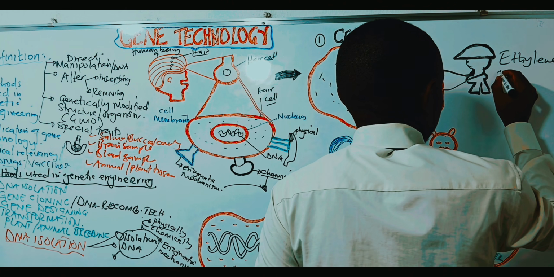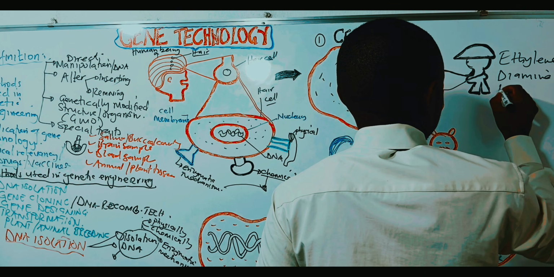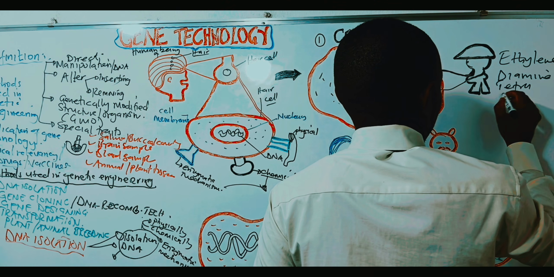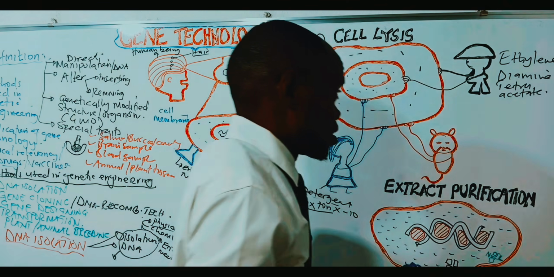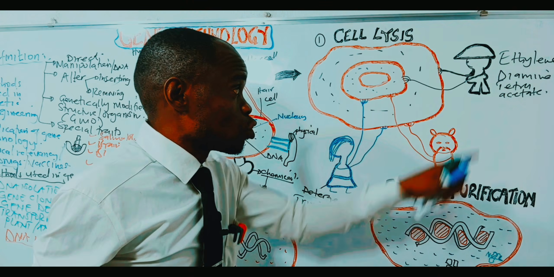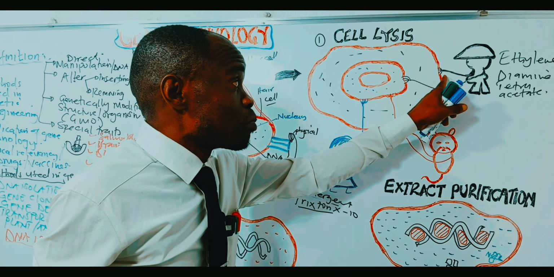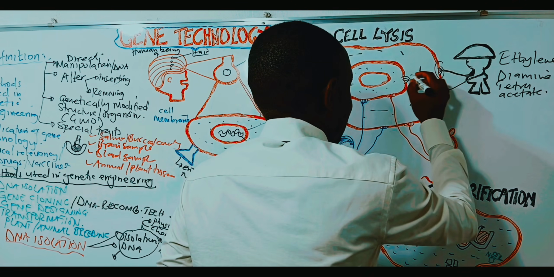This is called EDTA, ethylenediaminetetraacetate. Now this one is also going to break down. This one is a buffer. It is going to break down the cell membrane. It's going to break and rupture it. It's going to remove this component of the cell membrane here.